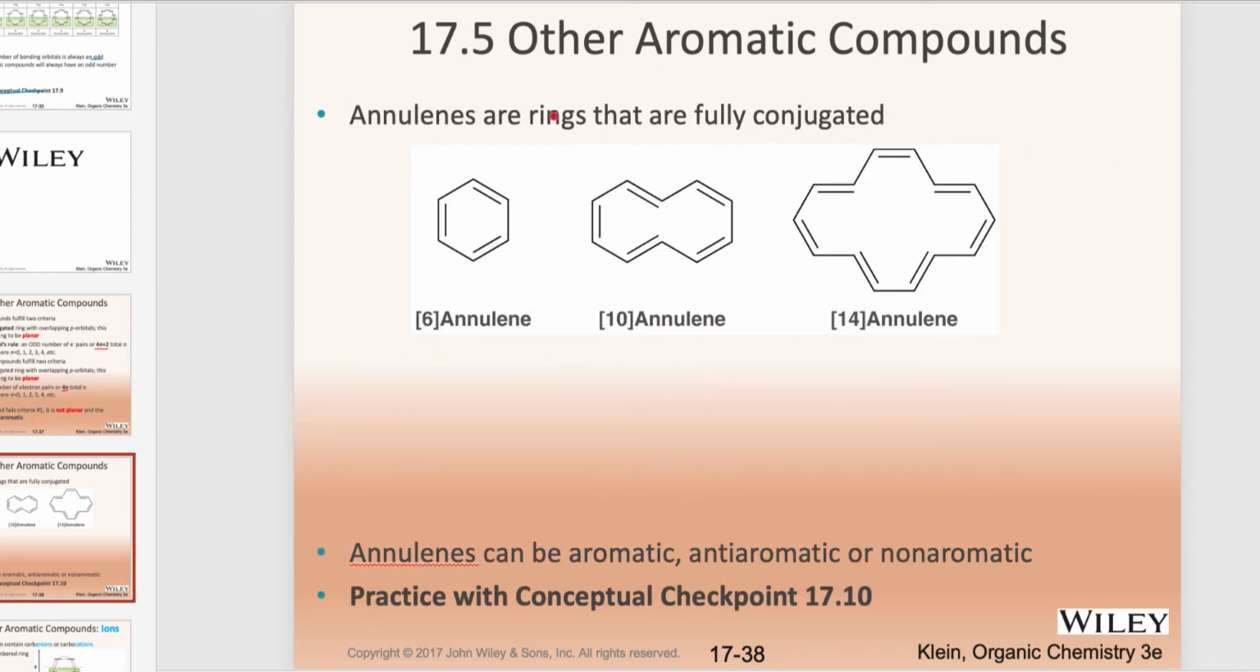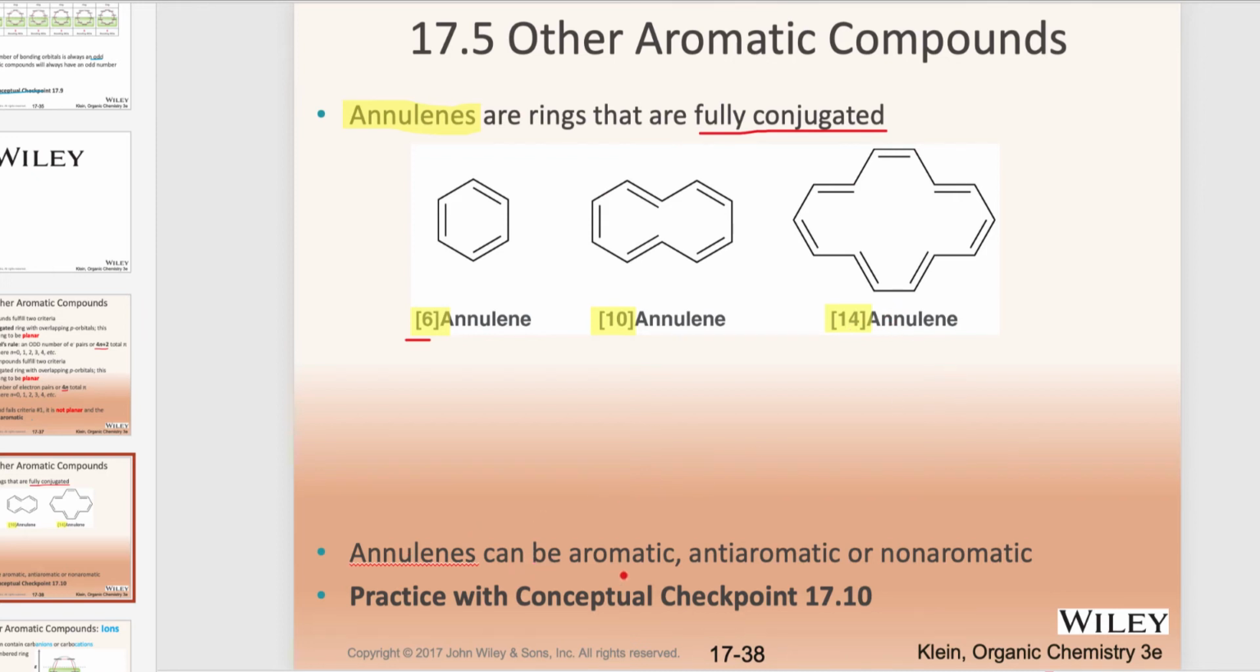We also have other aromatic compounds in which we have full conjugation. These are referred to as annulenes. And please note that annulenes have a number in square brackets before the word annulene. 6 refers to the 6 electrons. We have 2, 4, 6. 10 annulene means we have 2, 4, 6, 8, 10. 14, we have 14. It also means in 6 we have a 6-membered ring, in 10 we have a 10-membered ring, in 14 we have a 14-membered ring. Okay, so we see the parallels here.